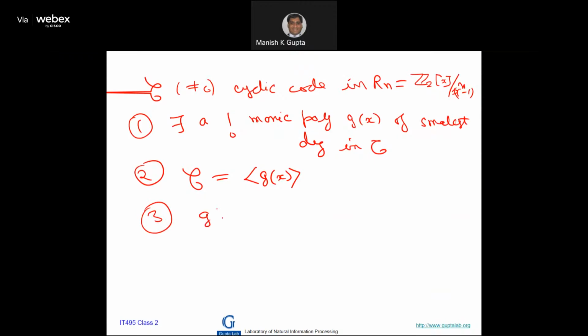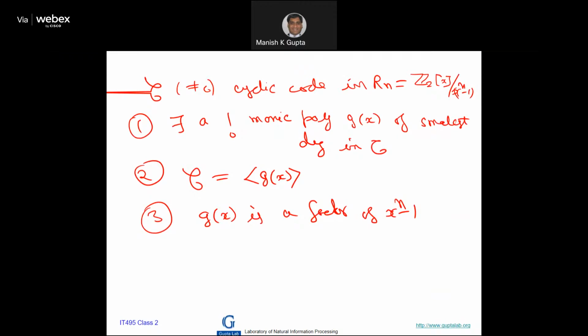Third, g(x) is a factor of x raised to n minus 1. It's essentially, if C is a cyclic code in Rn, that means whenever we are looking at an ideal, you can look at that example that I have given to you, that you can always find a unique monic polynomial of smallest degree in C, right? In the previous example, there were four polynomials, so 1 plus x is such a smallest polynomial here, which acts as a generator. C is generated by 1 plus x, and in fact 1 plus x is a factor of x raised to n minus 1, which is also true.